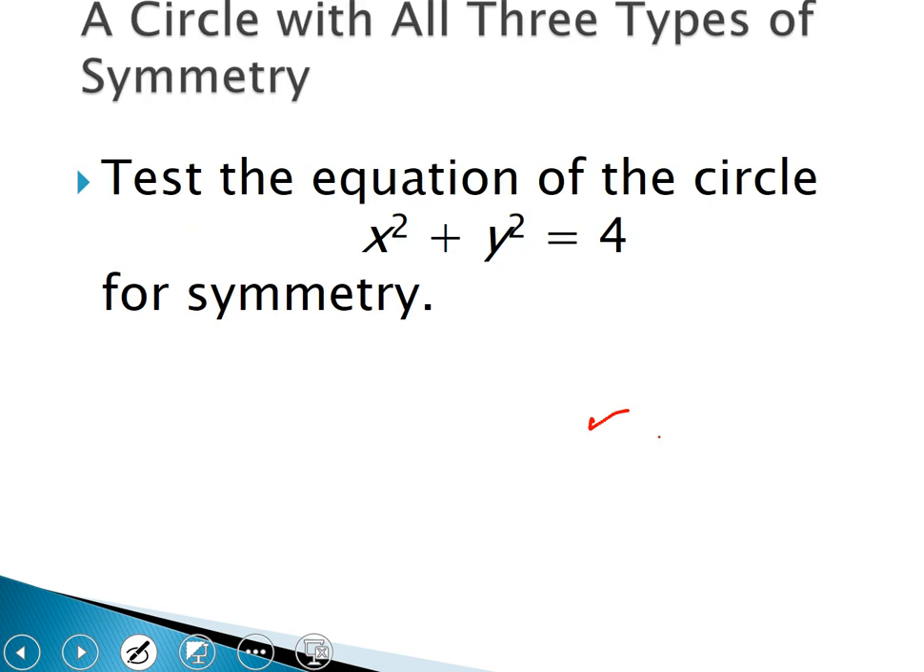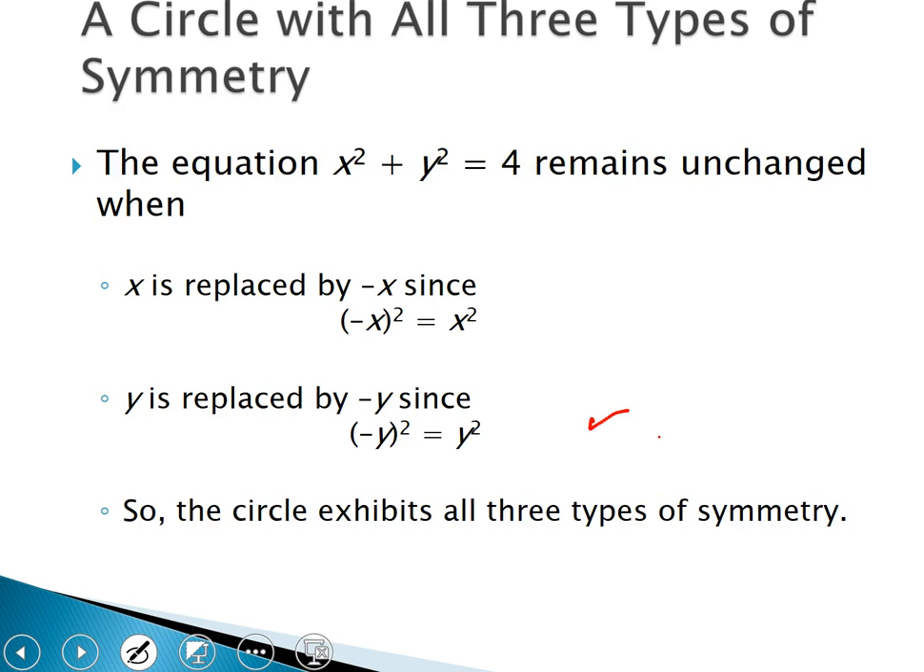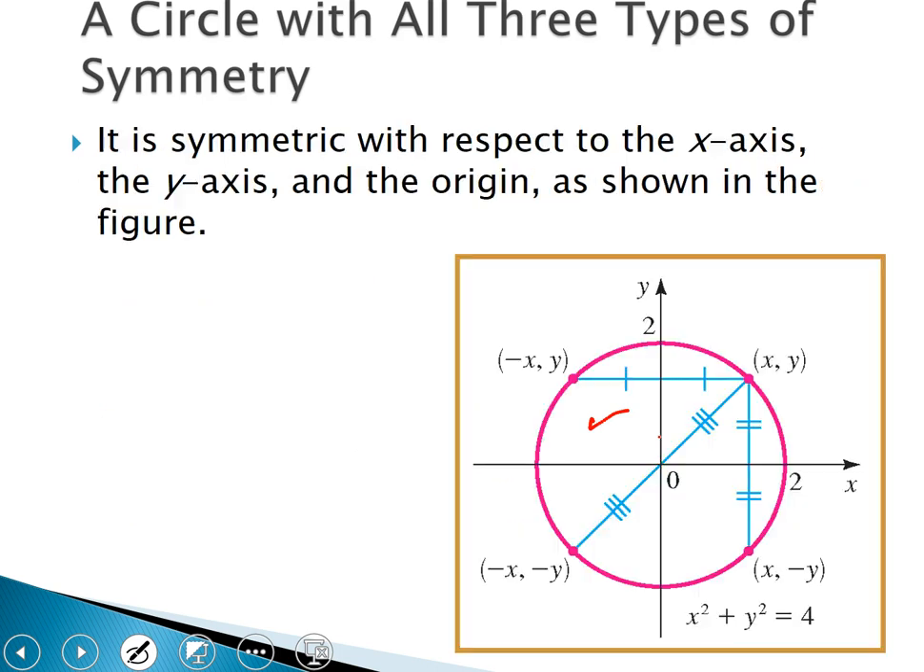Sometimes you have some things that are symmetric. They have all three types of symmetry. So for example, a circle. In a circle, if I plug in a negative x, it gets squared, which makes it x squared. If I plug in a negative y, it gets squared, which makes it a y squared. So plugging in a negative x doesn't change anything. Plugging in a negative y doesn't change anything. And plugging in both of them doesn't change anything. So therefore, circles exhibit all three types of symmetry. And you can see the example here that it has all three types.